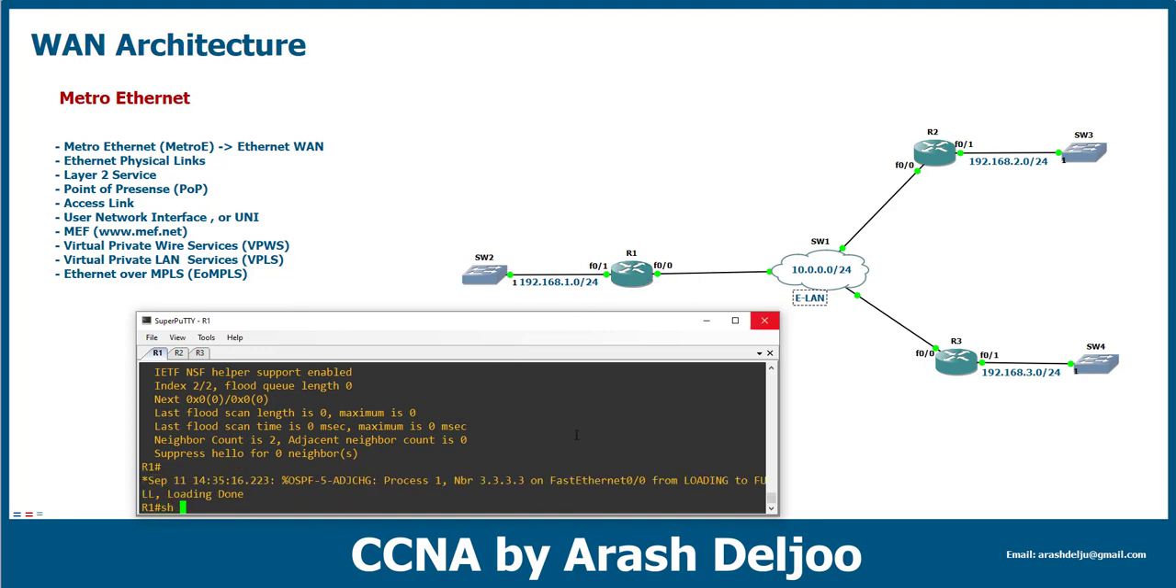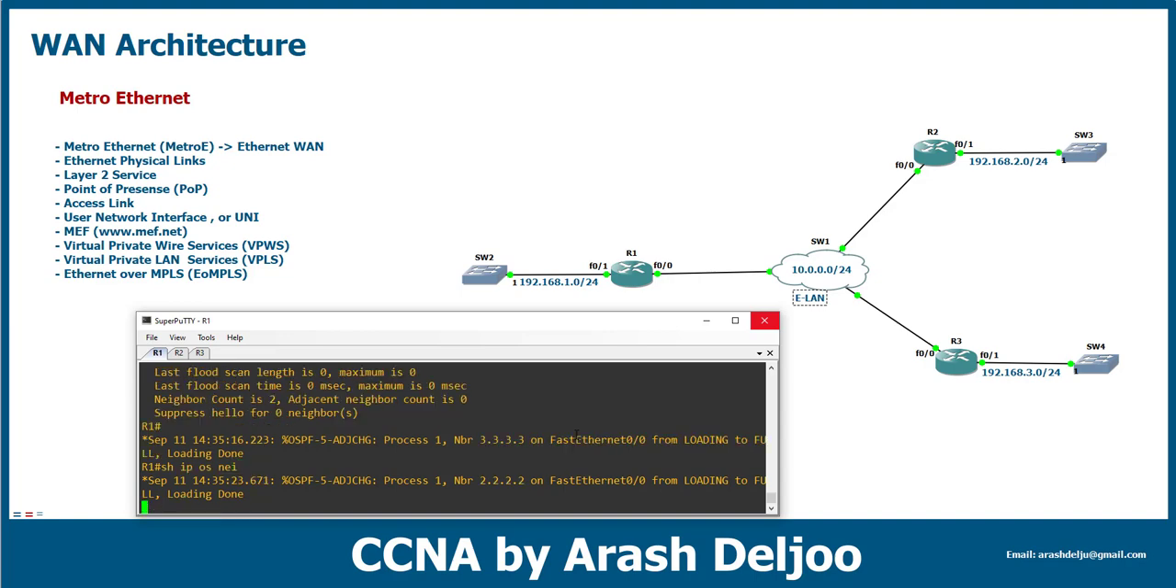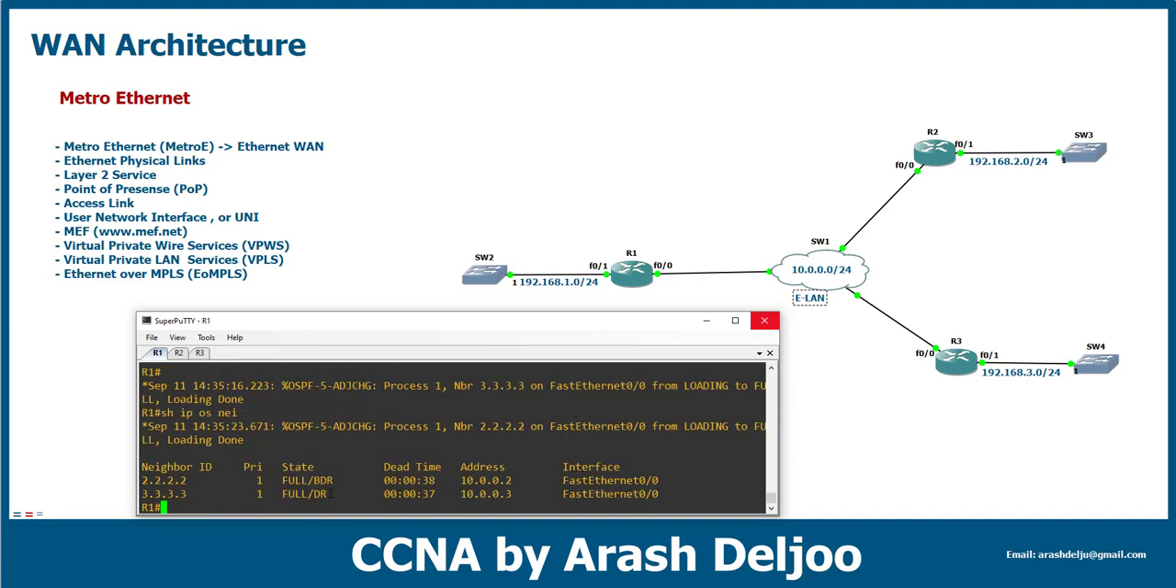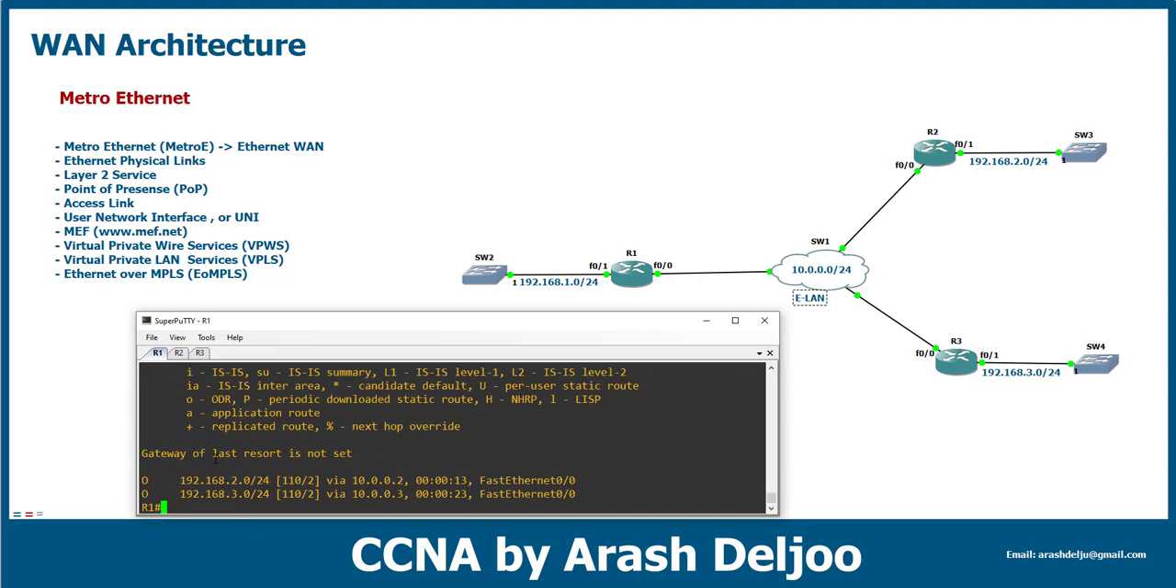Okay, let me show you. Show ip ospf neighbor. Yes, we have a neighborship with router 3. Router 3 is the DR because of its highest router ID, and router 2 is the BDR because it has the second highest router ID, and router 1 is the DROther. Because of that, in the show ip route of router 1, among the routes received from OSPF, you can see that we are receiving 192.168.2.0/24 and 192.168.3.0/24 over one interface, not over two interfaces.